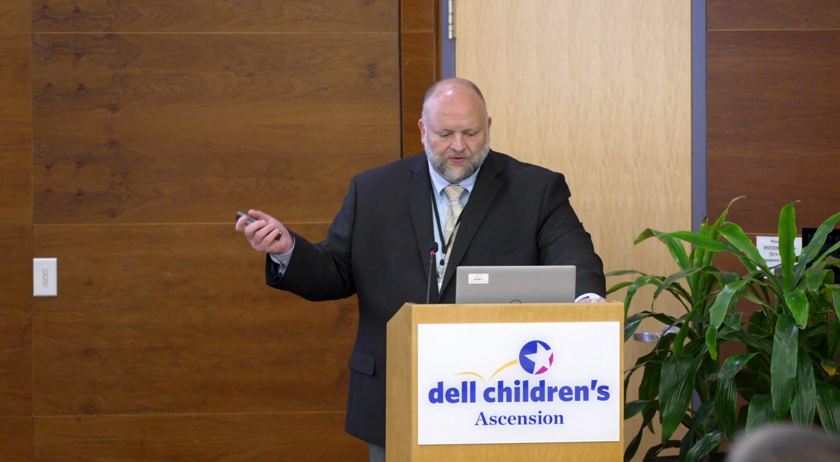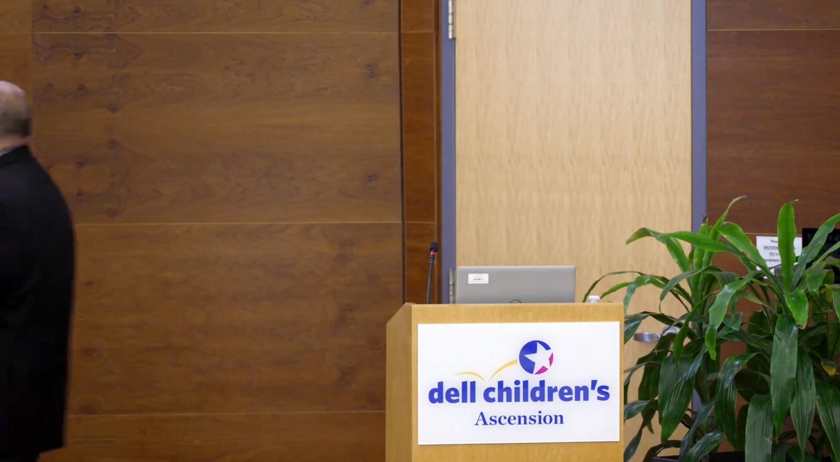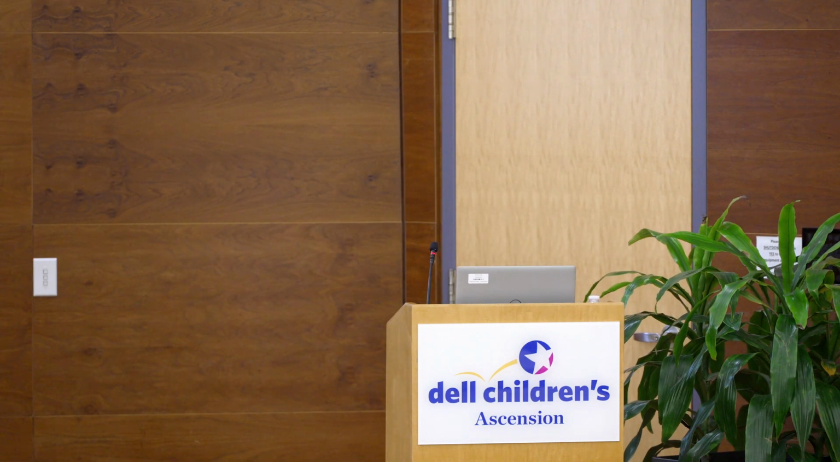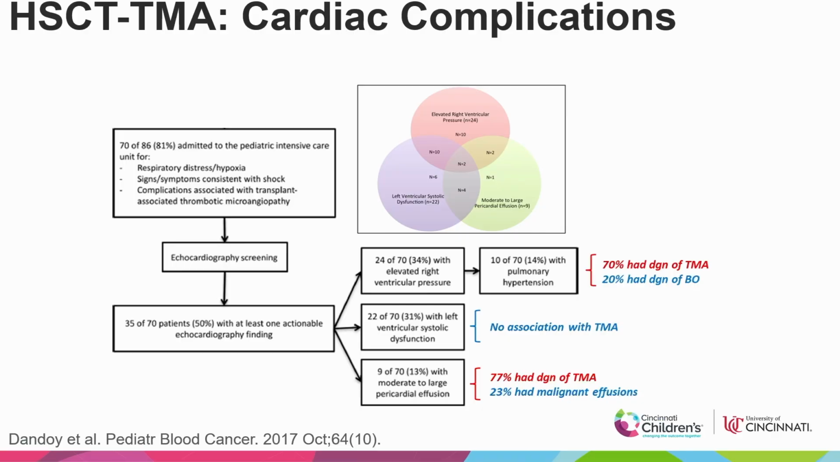This Venn diagram goes over, I apologize, you're not able to see it because it's so tiny, but this is the paper. The circles are moderate to large pericardial effusion, left ventricular systolic dysfunction, that's going to be sepsis stuff, and then elevated right ventricular pressure. In the 70 or so, 86 patients, we saw signs of elevated RV pressure in 24, with the Venn diagram having some pericardial effusions and some LV dysfunction.